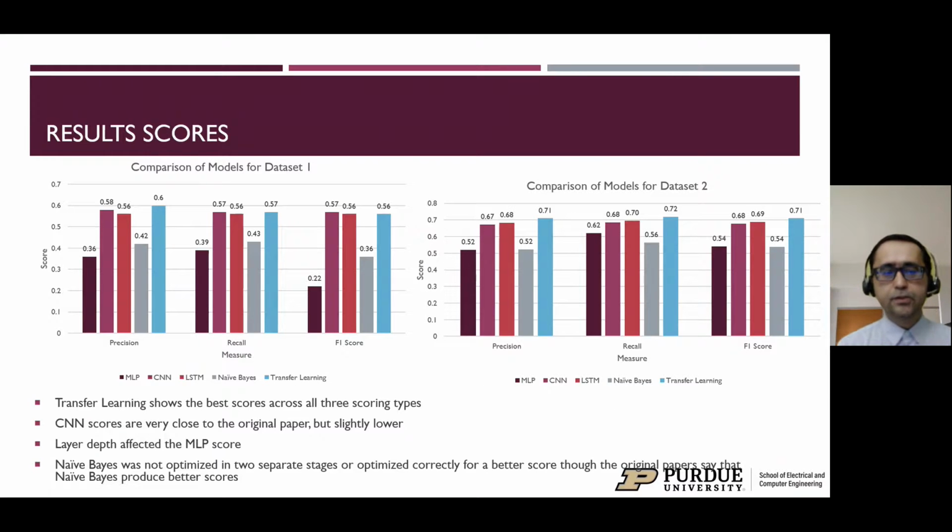Now let's compare the scores across the different models. Transfer learning shows the best scores across all the three scoring types. CNN scores are very close to the original paper, but still slightly lower. The layer depth affected the MLP score, and Naive Bayes was not optimized due to lack of time in two different stages, which would have actually achieved a better score as compared to what the original paper has achieved.